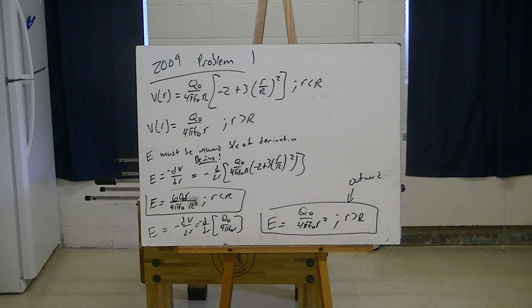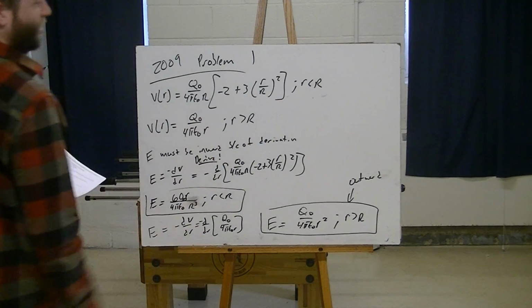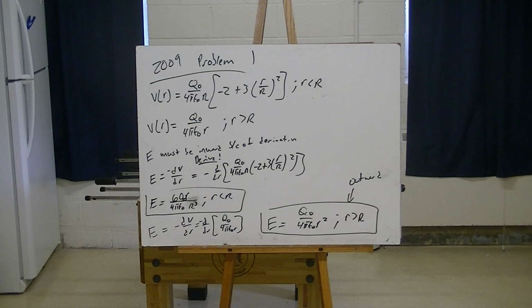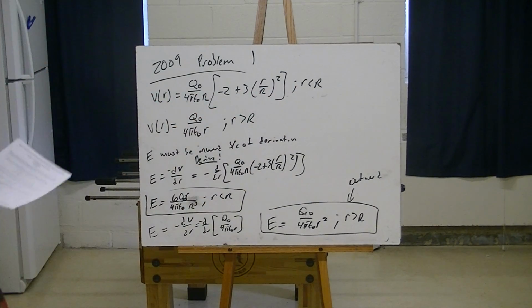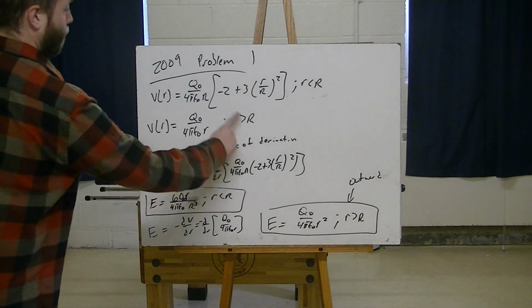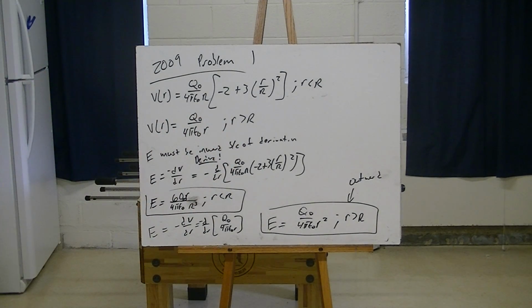Problem 1 from the 2009 test. They start by giving us this electric potential, which is a little intimidating at first, but it's not going to be as bad as we think. This is the electric potential when we are inside the sphere, so for R less than big R. This is the electric potential for R outside of the sphere.